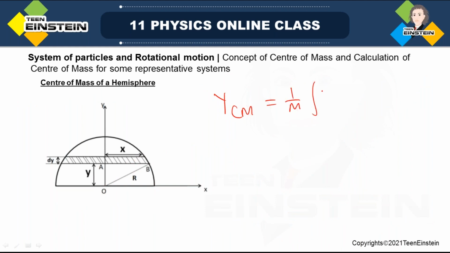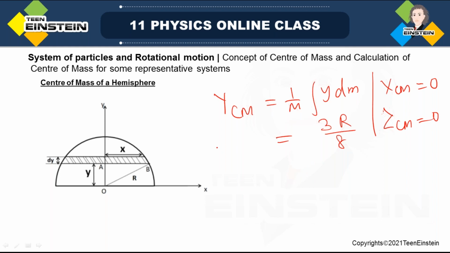See what we have done: we have written y dm. For this, we have got ycm as 3r by 8. For xcm, because it is on the x-axis, it will be zero, and by symmetry of this hemisphere, zcm will also be zero. So you get the coordinates of the center of mass as 0, 3r by 8 and 0. This is how you get the center of mass coordinate for this hemisphere.